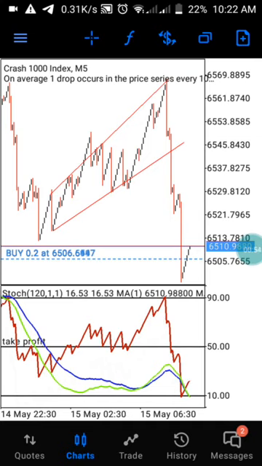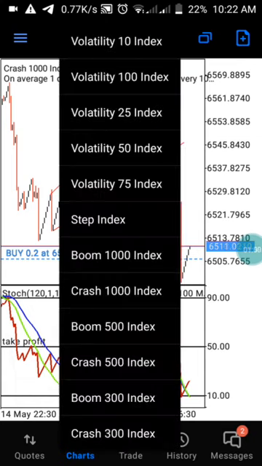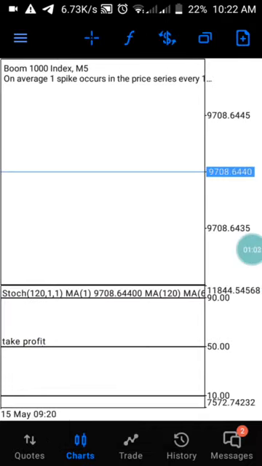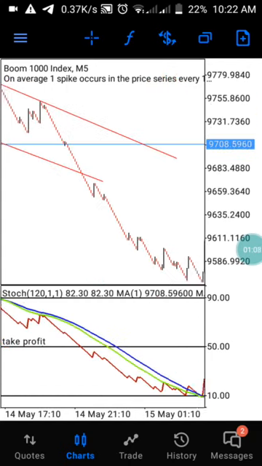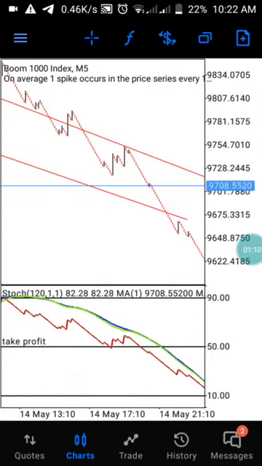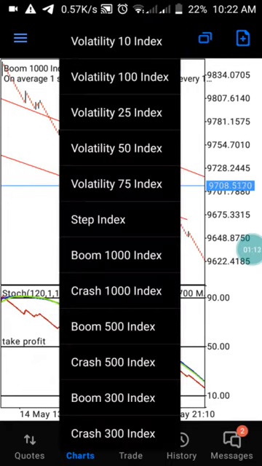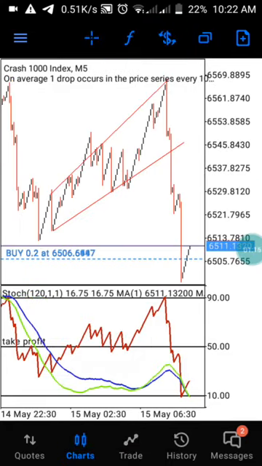As you can see now, this is Crash 1000 on the 5-minute time frame, and you can also use this strategy on Boom 1000 on the 5-minute time frame. So it works on Boom 1000 and Crash 1000 on 5-minute time frames. Guys, let me explain how this strategy works before I show you the settings of this strategy in this video.